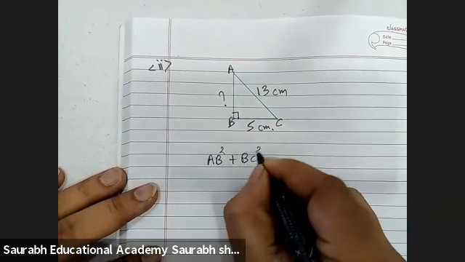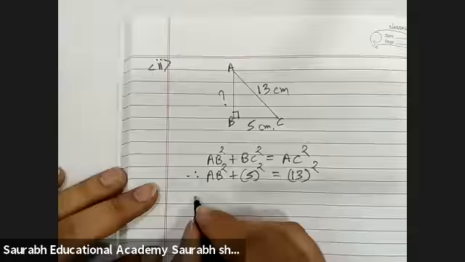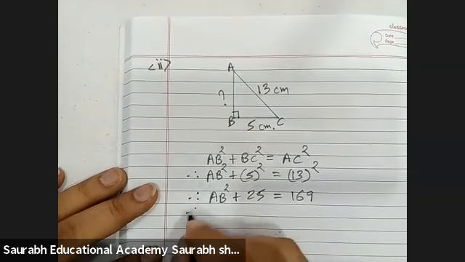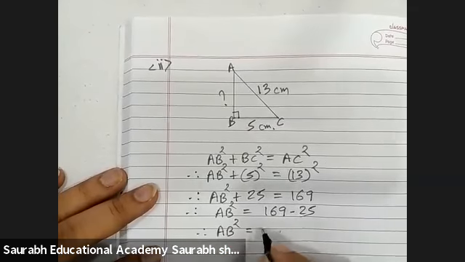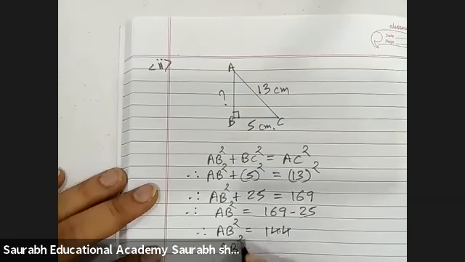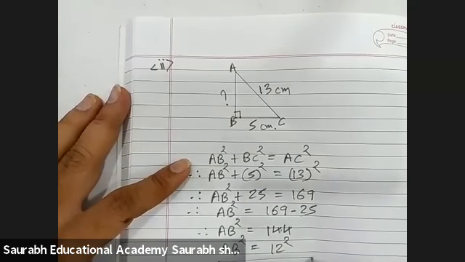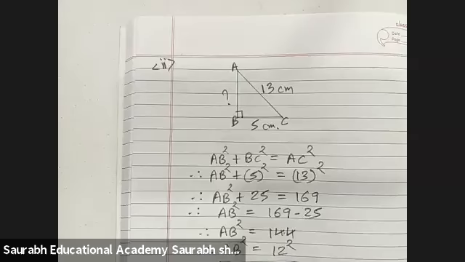AB square plus BC square is equal to AC square. AB square plus BC, 5 square, is 25. And 13 square is 169. Very good. AB square plus 25 is equal to 169. AB square is equal to 169 minus 25, that is 144. So AB is 12, 12 square. AB is equal to 12 centimeters. Everyone clear? Yes, sir.